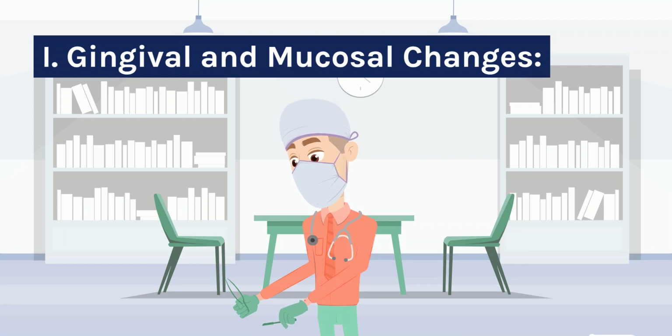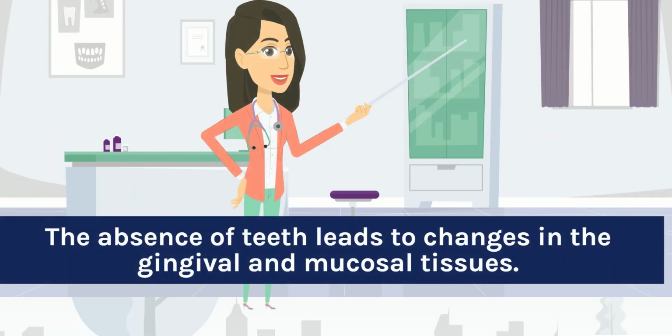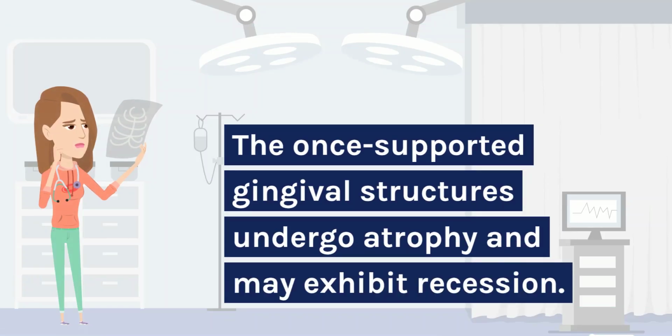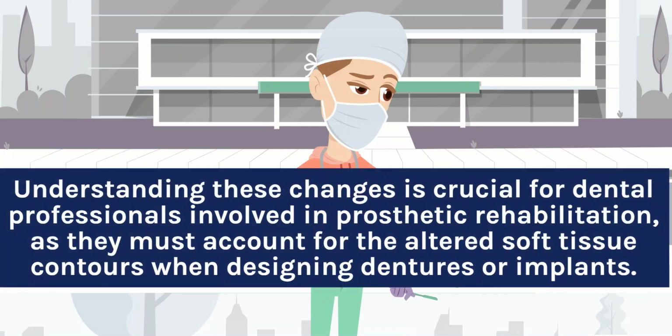1. Gingival and mucosal changes. The absence of teeth leads to changes in the gingival and mucosal tissues. The once supported gingival structures undergo atrophy and may exhibit recession. Understanding these changes is crucial for dental professionals involved in prosthetic rehabilitation, as they must account for the altered soft tissue contours when designing dentures or implants.